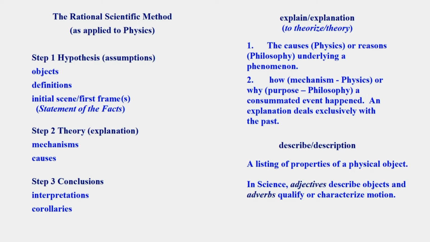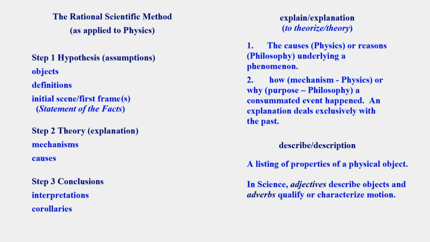And what is an explanation? The causes or reasons, in the case of philosophy, underlying a phenomenon. How a mechanism of physics works, or why, purpose, reason, right? In philosophy, a consummated event happened. An explanation deals exclusively with the past. Science only deals with the past. You have to explain something that happened. The "-ed" at the end: happened.